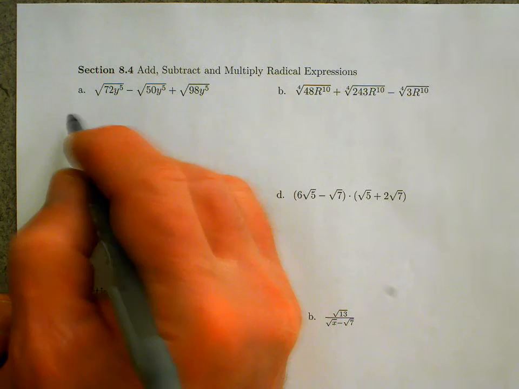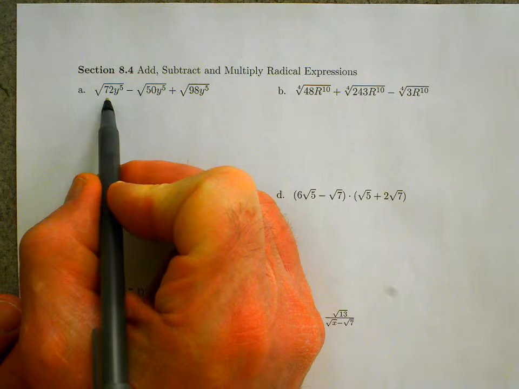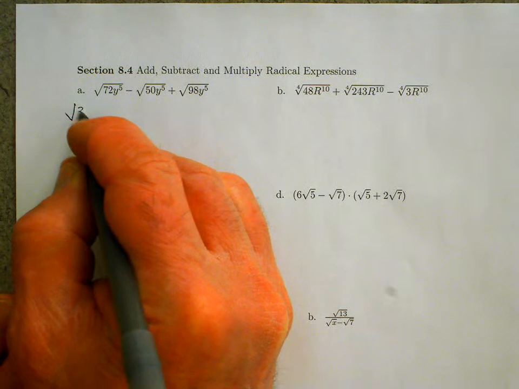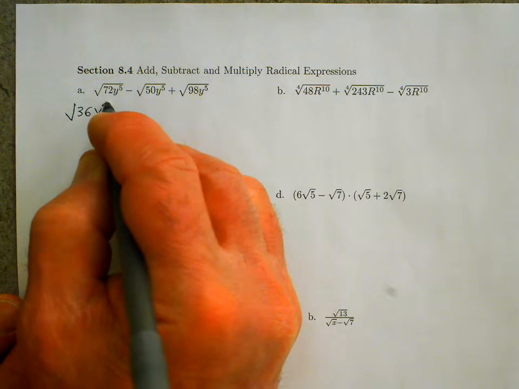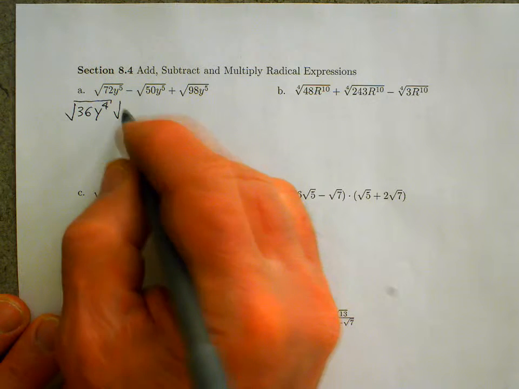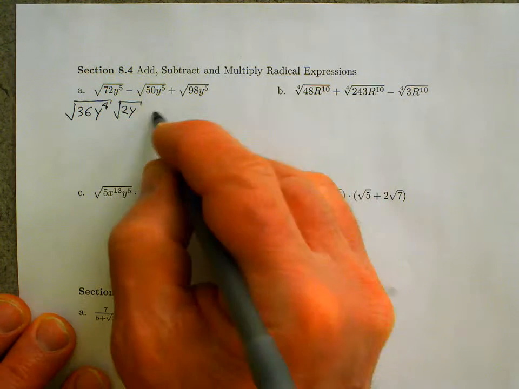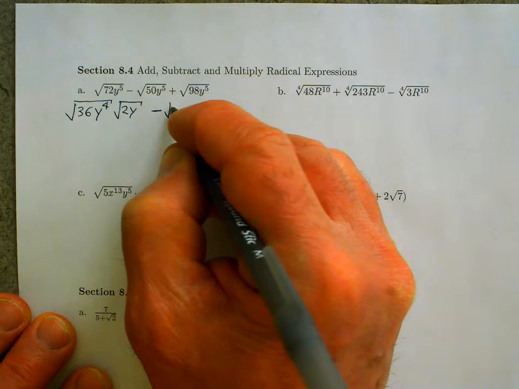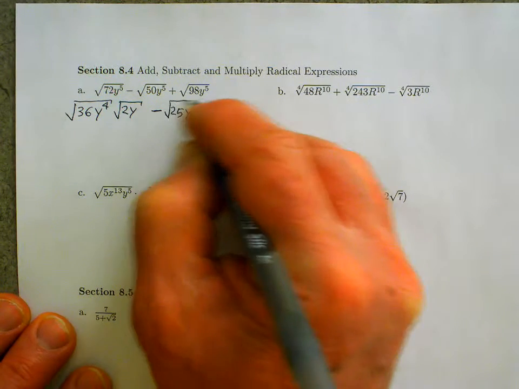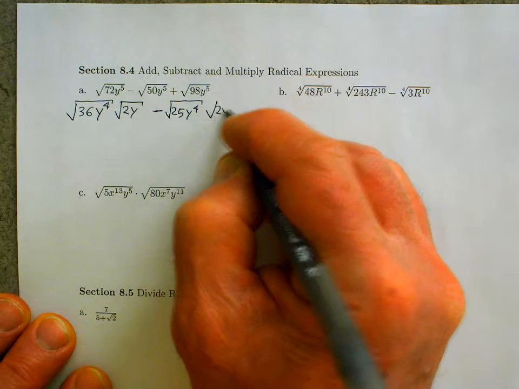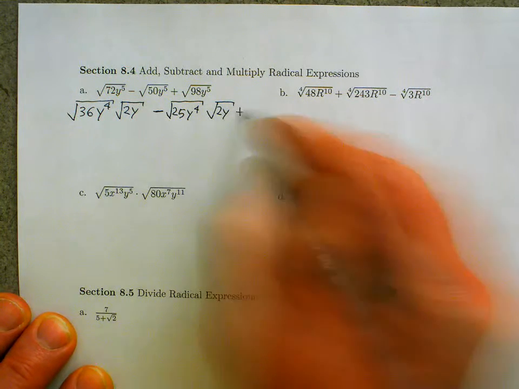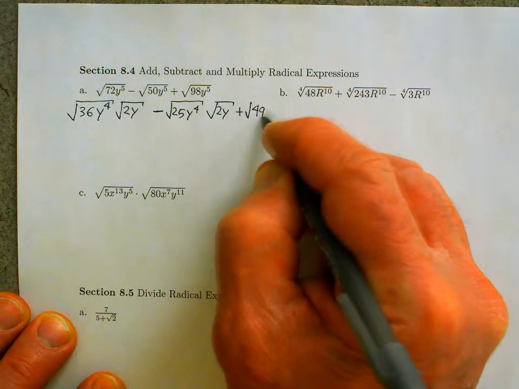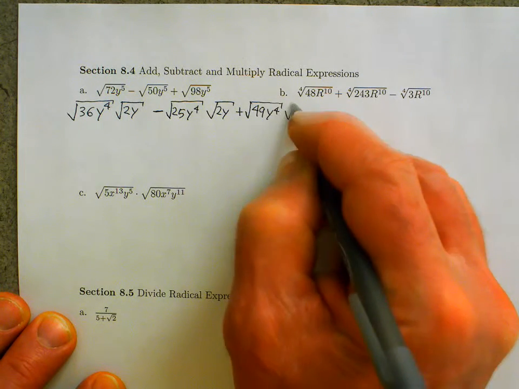So we have to do the simplification of those first. So the square root of 72y to the 5th, we can rewrite this in our intermediate step as the square root of 36y to the 4th times the square root of 2y. And then the middle term, the square root of 50y to the 5th, rewrite that as the square root of 25y to the 4th times the square root of 2y. And then the square root of 98y to the 5th, rewrite that as the square root of 49y to the 4th times the square root of 2y.